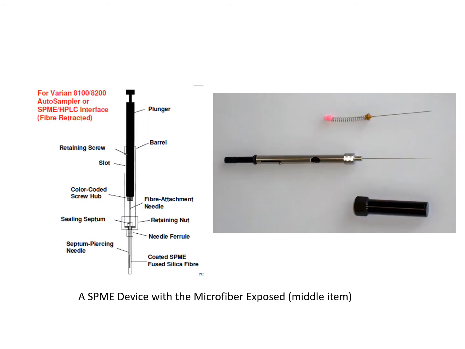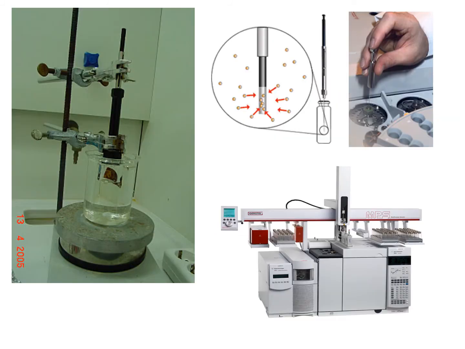Now the SPME device with the microfiber, in the middle item, class, that is the microfiber. So this is how we will use the SPME fiber. It's very fragile, and because the fiber is actually very small, we have to handle it carefully. So these are examples of the extraction, class, showing how we will perform that extraction.